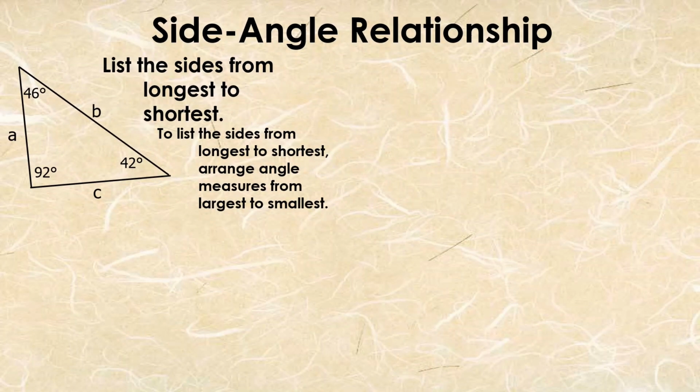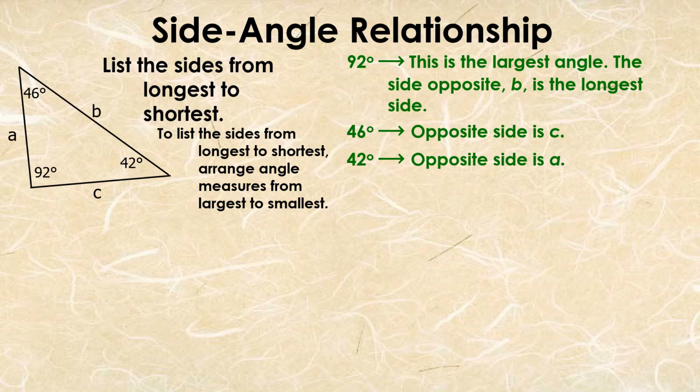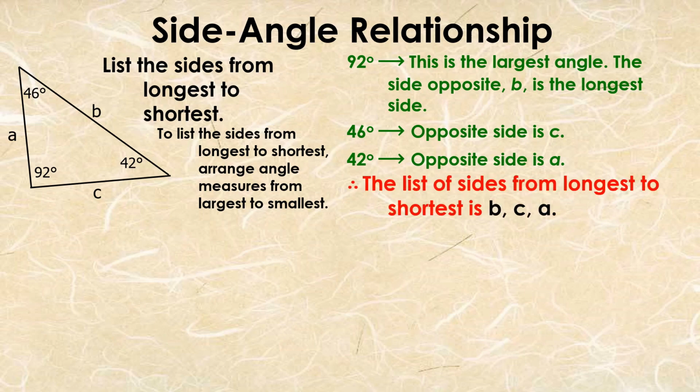So you have 92 as the largest, as we said before. That means B is the longest side. 46 is next. That means the opposite side C is the next longer side. Then 42 is the smallest angle. That means A is the shortest side. To arrange, you have B, C, A.